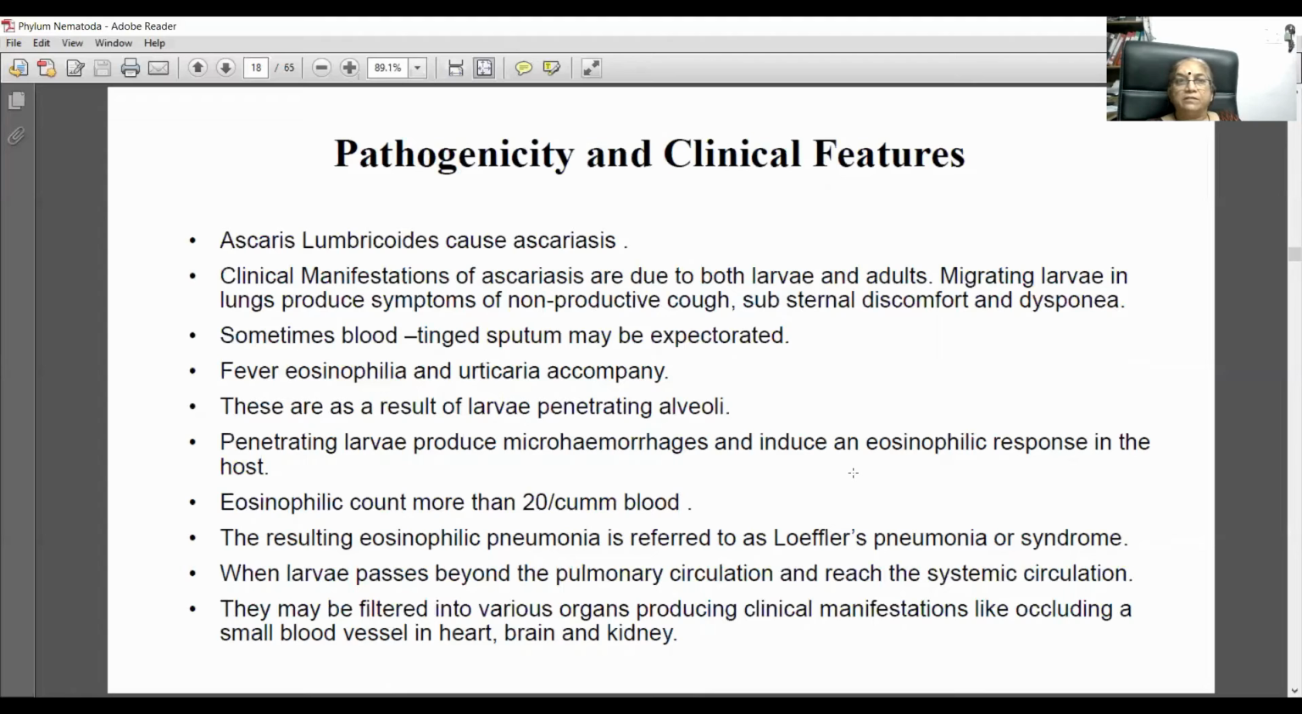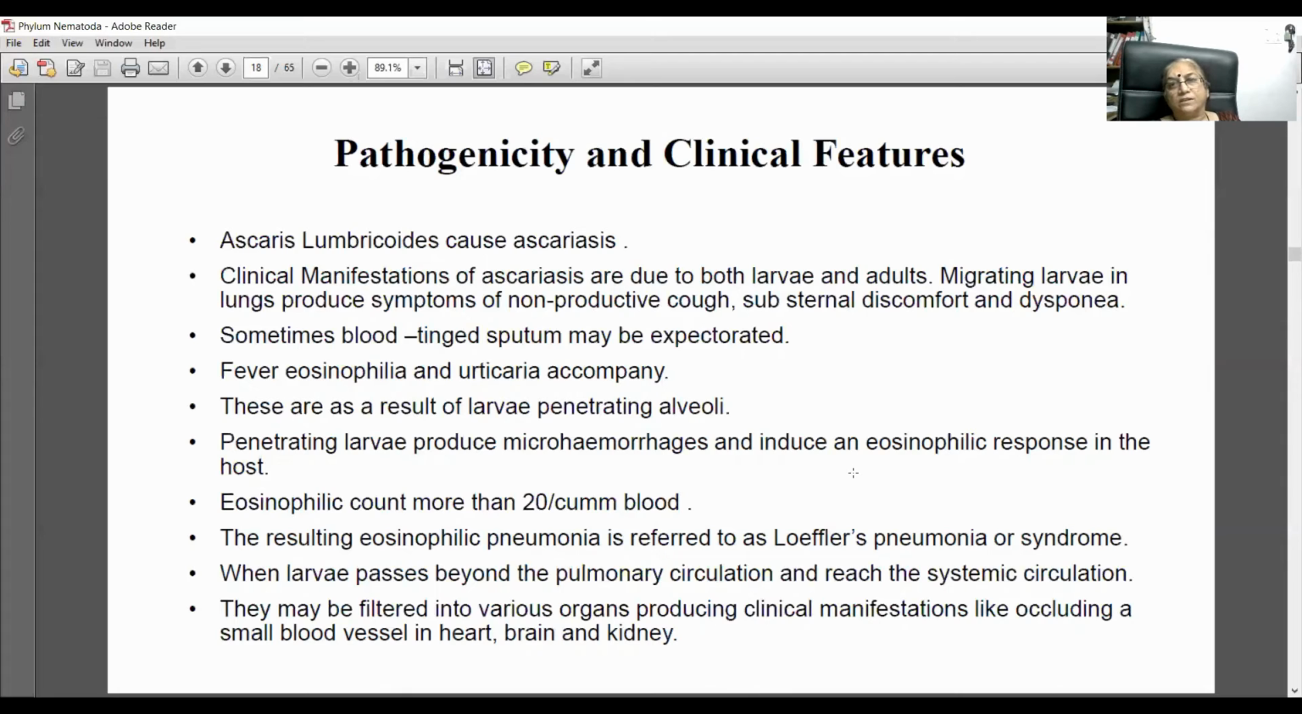What do you mean by clinical features? The signs and symptoms that are produced. Okay. So the migrating larvae in the lungs will produce symptoms like non-productive cough. Cough is there, but there is no sputum that is seen.